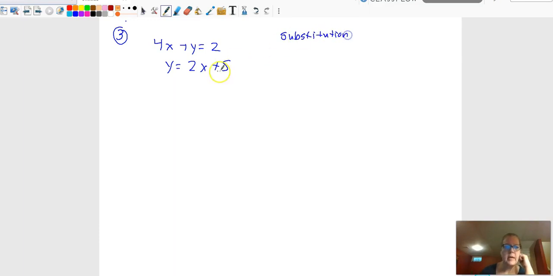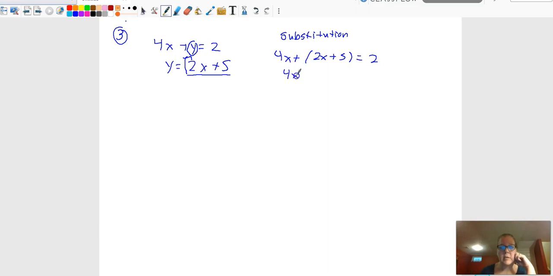So we're going to take what y represents, and replace it in here instead of the y. So this is going to be 4x plus what y would have been, equaling 2. So y, again, is 2x plus 5. There's nothing to distribute here, so you can drop the parentheses. If there were a number out in front, you would distribute. Like if this was 4x plus 3y, you'd distribute the 3.